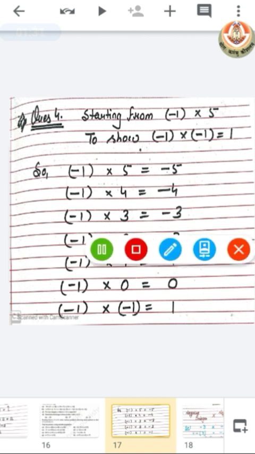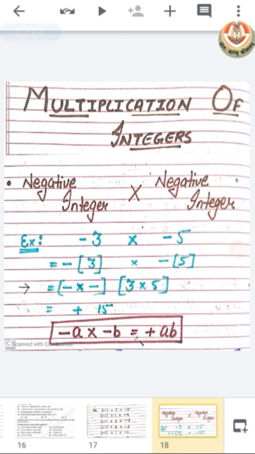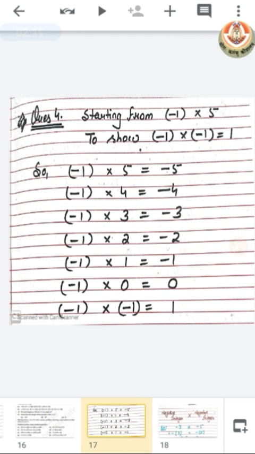Class, see, this is the way we can understand why, when two negative integers are multiplied, we get a positive answer. Are you able to understand? This is the main reason why minus into minus will be positive, which we had learned in the previous class. That is, the multiplication of two negative integers is positive. Why is it so? Because of this decreasing pattern. This is the actual calculation behind this.